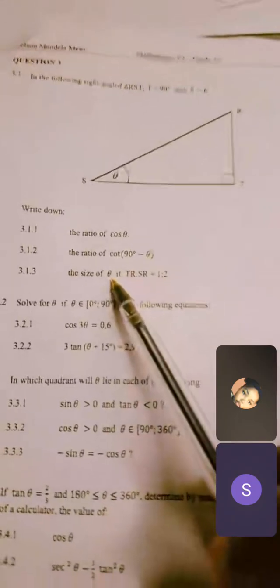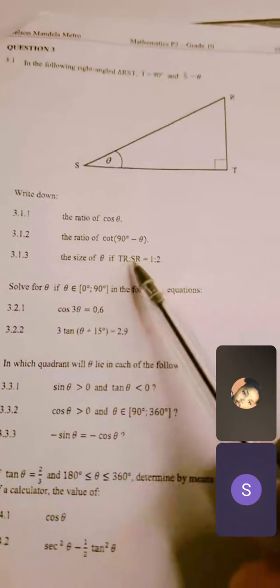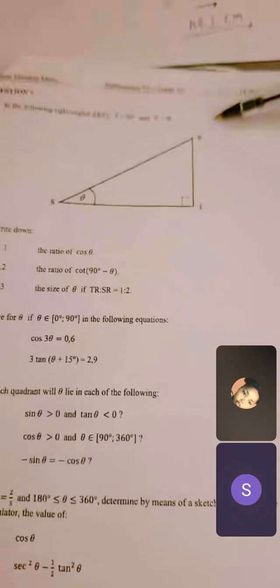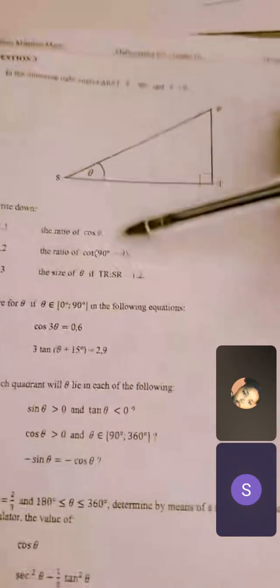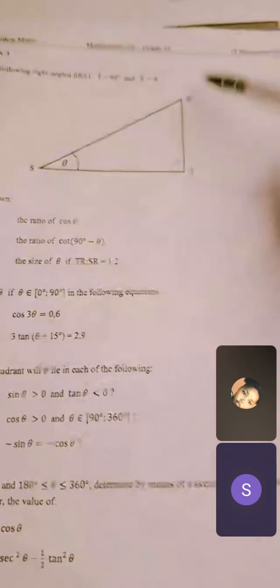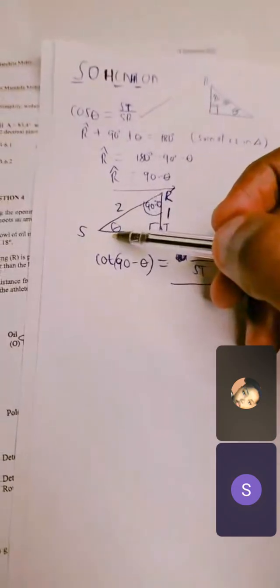Then the next question says, the size of theta, if TR is to SR. Now, where's TR? This is TR. Where's SR? There is SR. They are saying the ratio of TR is to SR is equal to 1 is to 2. They want the size of theta.